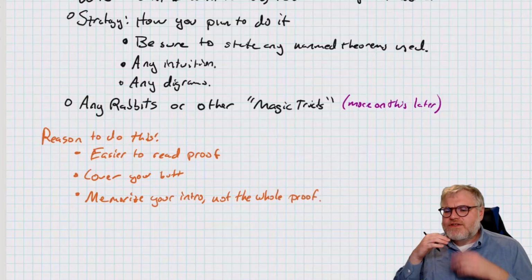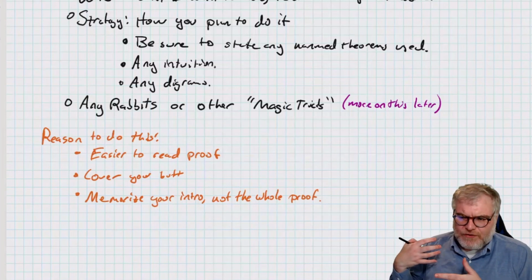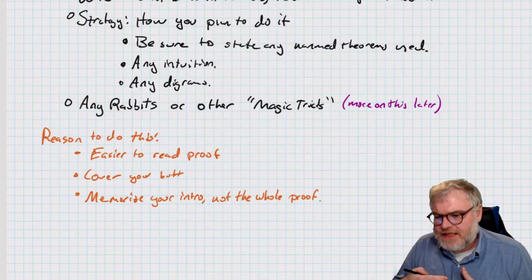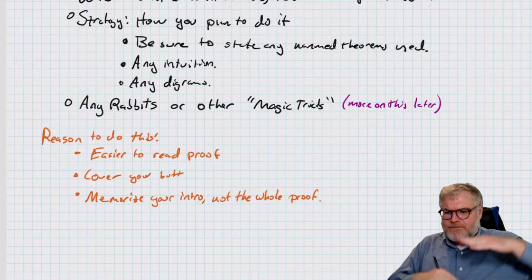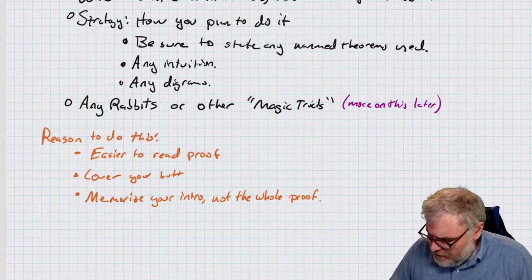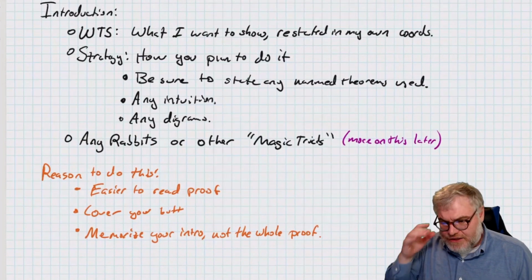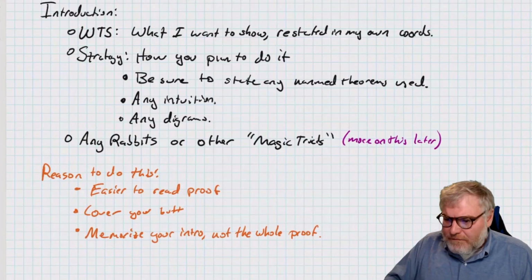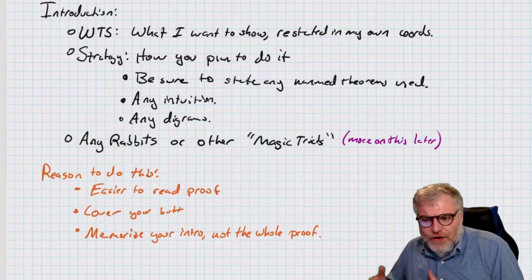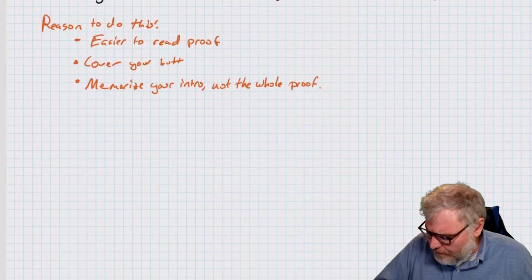So if you're trying to memorize a theorem, and we don't really have one for part 1 for module 1, but when we get into module 2, you'll see this. We'll have theorems that we expect you to memorize and reproduce on the test. And the way you memorize these is you write your own introduction, right? You write what you want to show, your strategy and any rabbits, and then you memorize your introduction. Then you reproduce the proof from the introduction. So to memorize a proof, this is what you do.